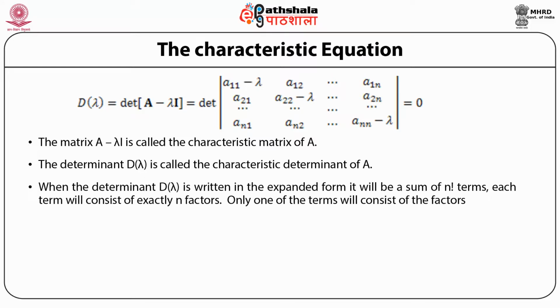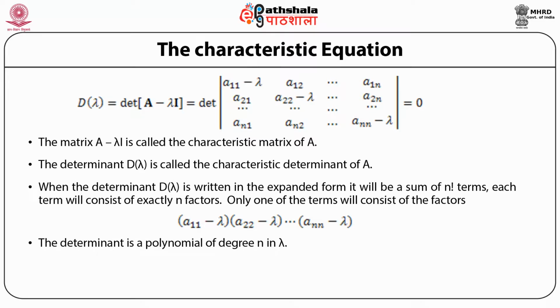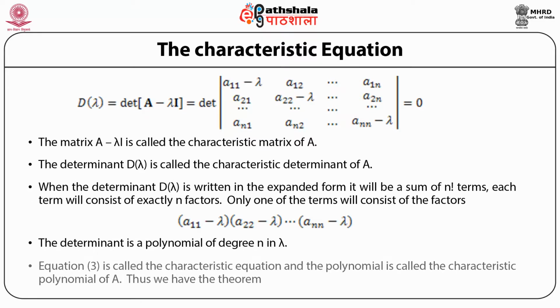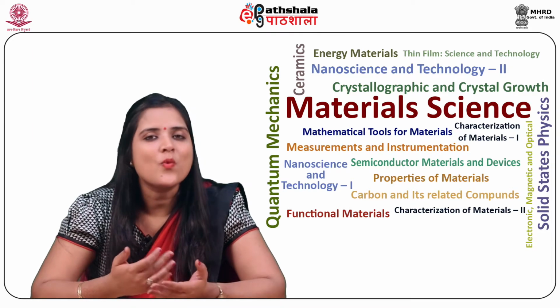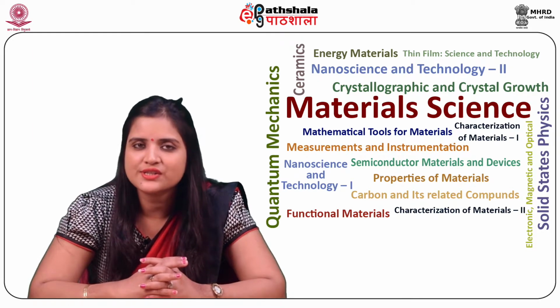When the determinant D of lambda is written in expanded form, it will be a sum of n factorial terms. Each term will consist of exactly n factors. Only one of the terms will consist of the factors A11 minus lambda, A22 minus lambda, Ann minus lambda. The determinant is a polynomial of degree n in lambda. Equation 3 is called the characteristic equation, and the polynomial is called the characteristic polynomial of A. Eigenvalues of a matrix A are the roots of the characteristic equation of A.